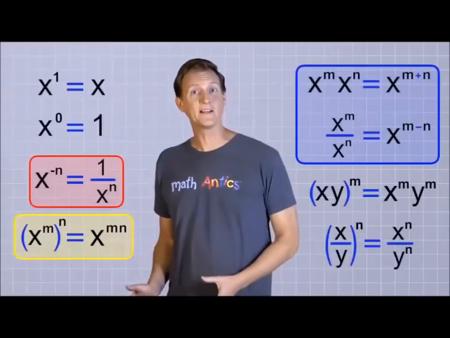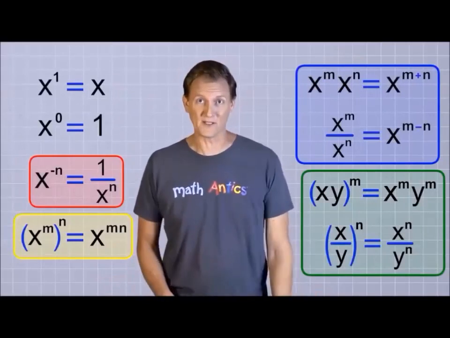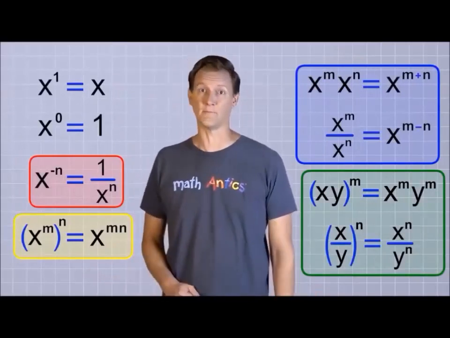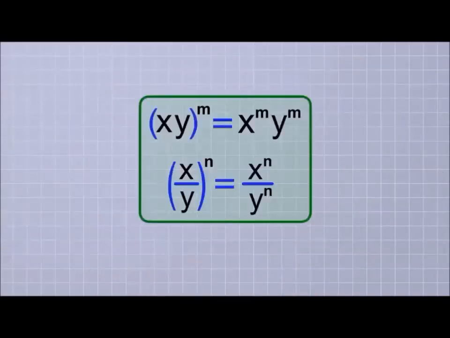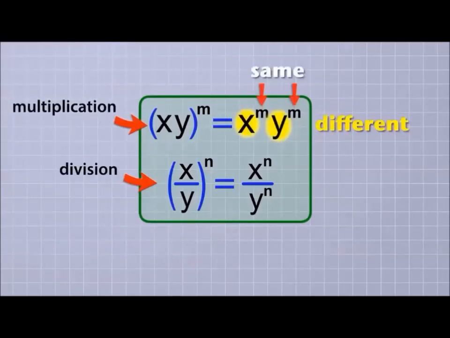Okay, it's finally time to look at the last 2 laws on our list. And fortunately, they're pretty easy ones, so we're not going to spend too much time on them. These laws look kind of similar to the last pair. Just like before, the first one involves multiplication and the second one involves division. But notice that in these laws, the bases are different, but the exponents are the same. That's the exact opposite of the situation with the last pair of laws.